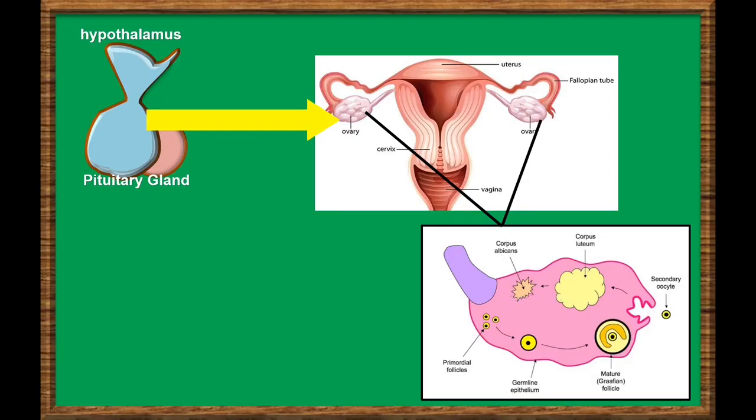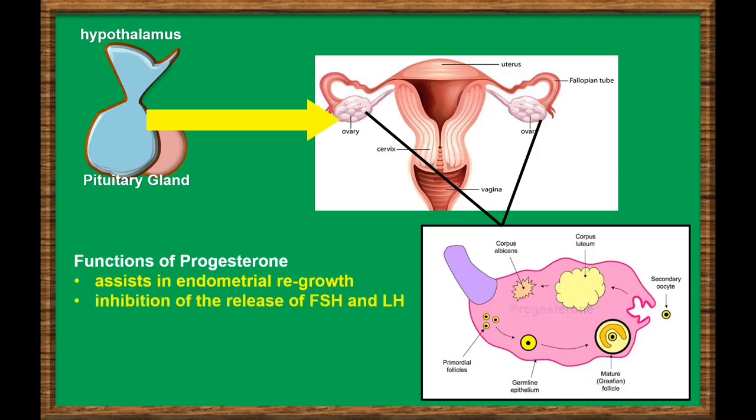Progesterone is released from developing follicles. It also assists in endometrial regrowth and stops or inhibits the release of FSH and LH.